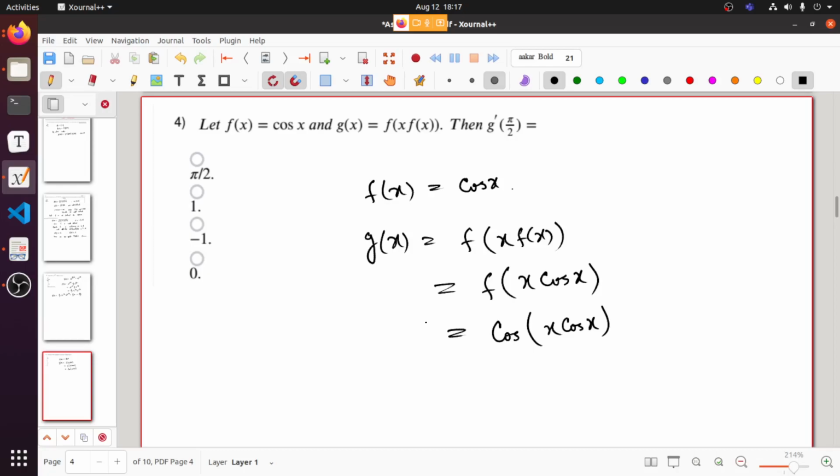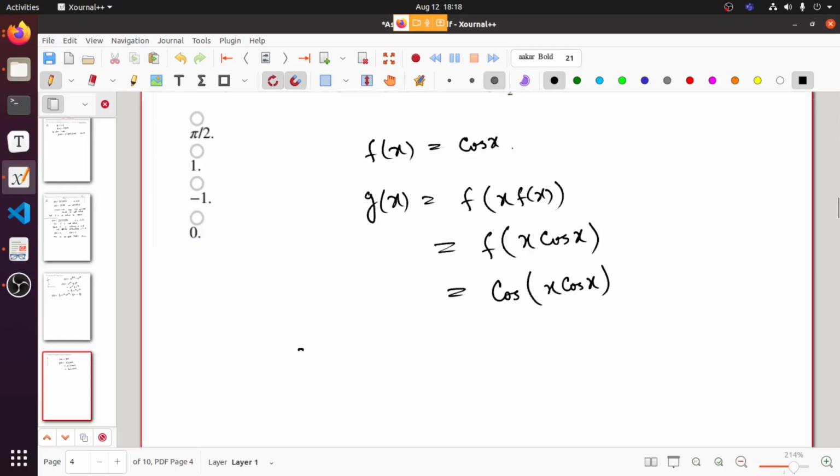Now as for the previous question, we have to differentiate it and evaluate at the point pi/2. And for that, note that x, cos x and cos, all these functions are differentiable in R. So g is also differentiable. So just simply differentiate it by chain rule. What will be the derivative of g? Then g dash x will be, first you differentiate cos, so it will be minus sine of x cos x. Now you have to differentiate the inside part x cos x, so it will be again the UV formula. First derivative of x gives cos x, plus, minus x sin x, right? So this is the derivative of g.